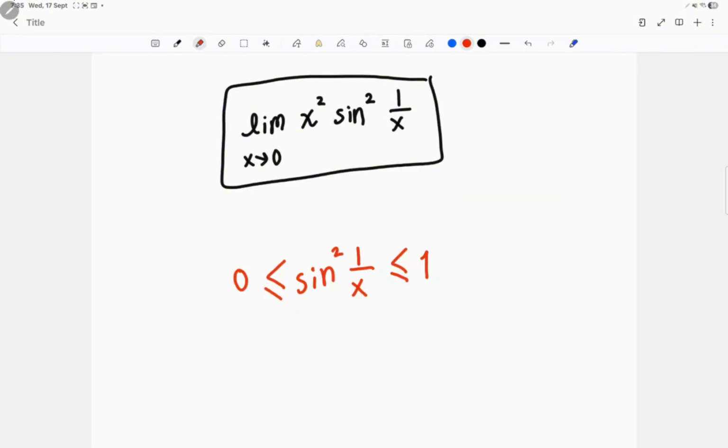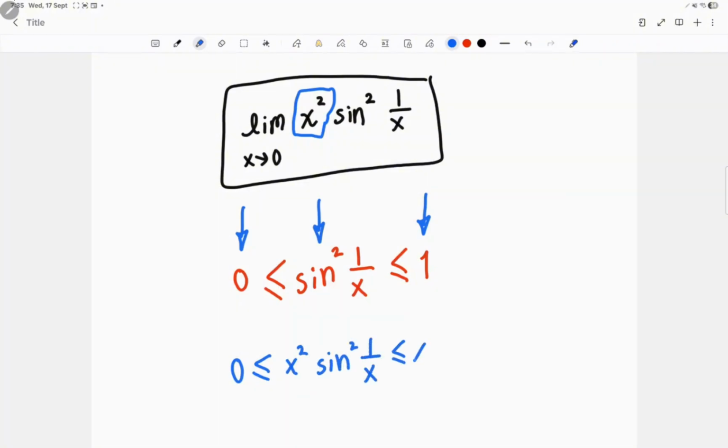Do you see this part of the equation? I want you to multiply this and this and this by x squared. So what's x squared times 0? x squared by x squared. Okay, let's do it by numbers.